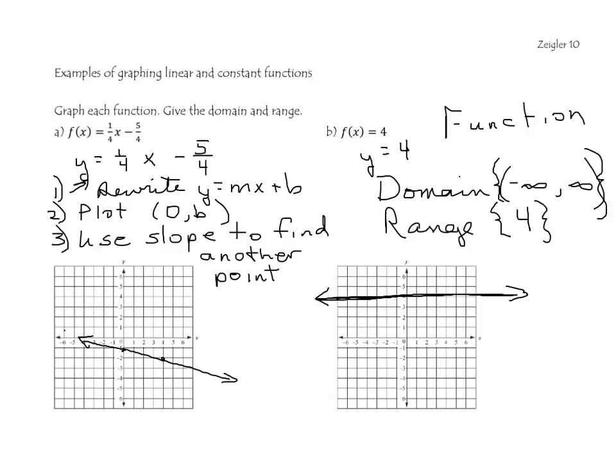On the first function, what is the domain? And it's a line. It's not vertical or horizontal, so that means both the domain and range are going to be negative infinity to infinity. And it is a function.